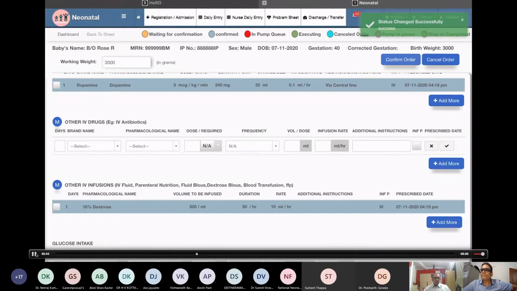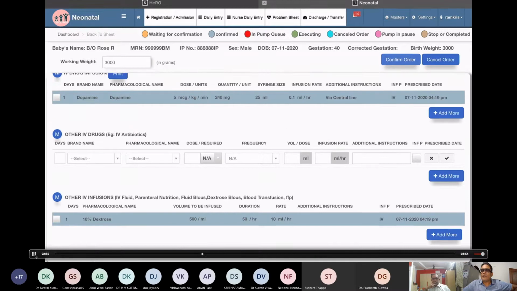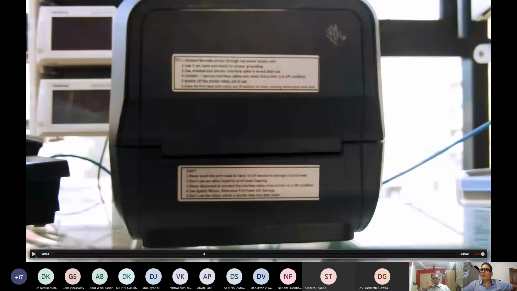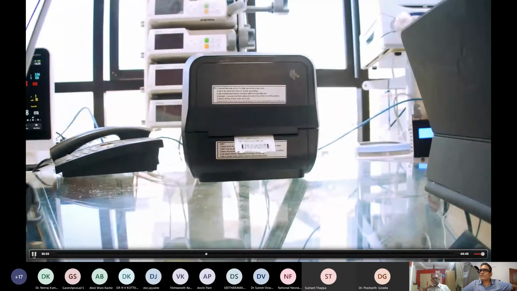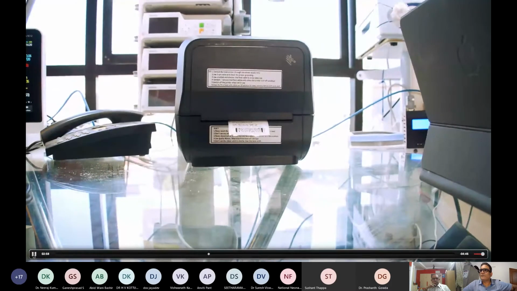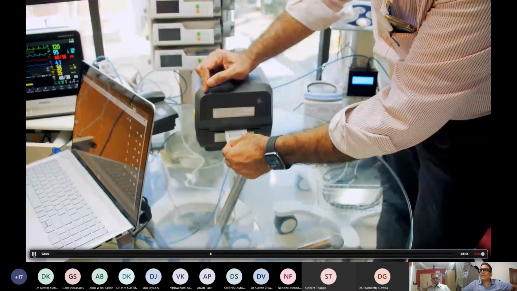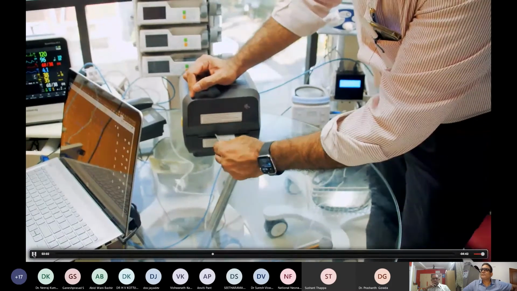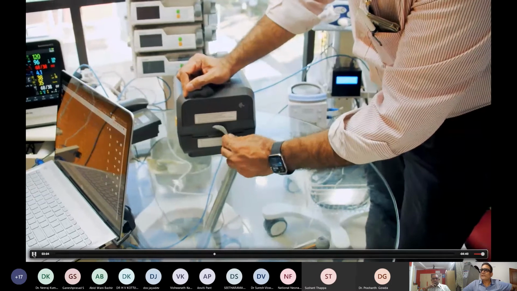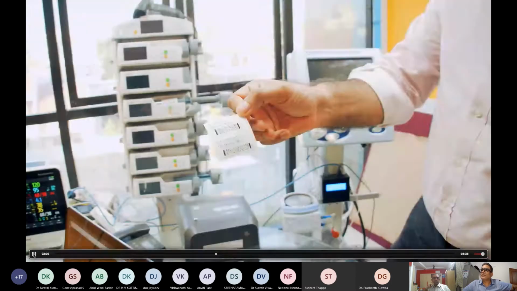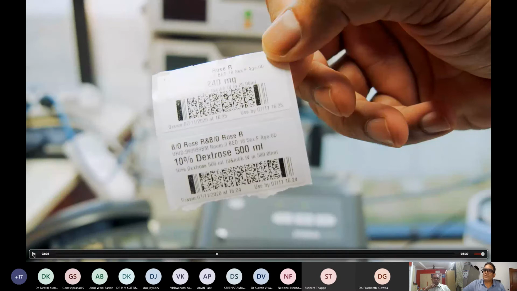After typing the prescription, now I need the barcode. This is the barcode printer, which develops the barcode. Whichever medicines I prescribed, I'm able to get a couple of labels to say that one is 10% dextrose and the other one is dopamine. This is to enable safety. This is 10% dextrose, and on top is the dopamine.